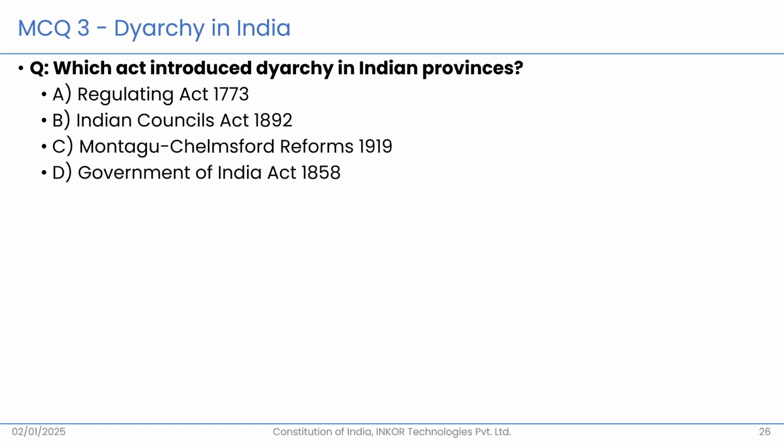Here's your next question. Which act introduced Dyarchy in Indian provinces? A. Regulating Act 1773. B. Indian Councils Act 1892. C. Montagu-Chelmsford Reforms 1919. D. Government of India Act 1858. Think carefully before answering.